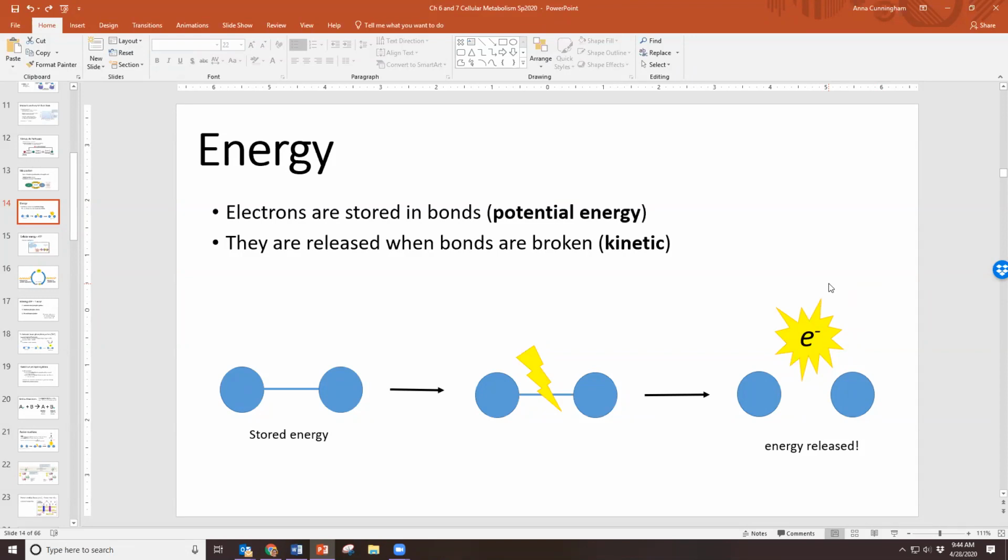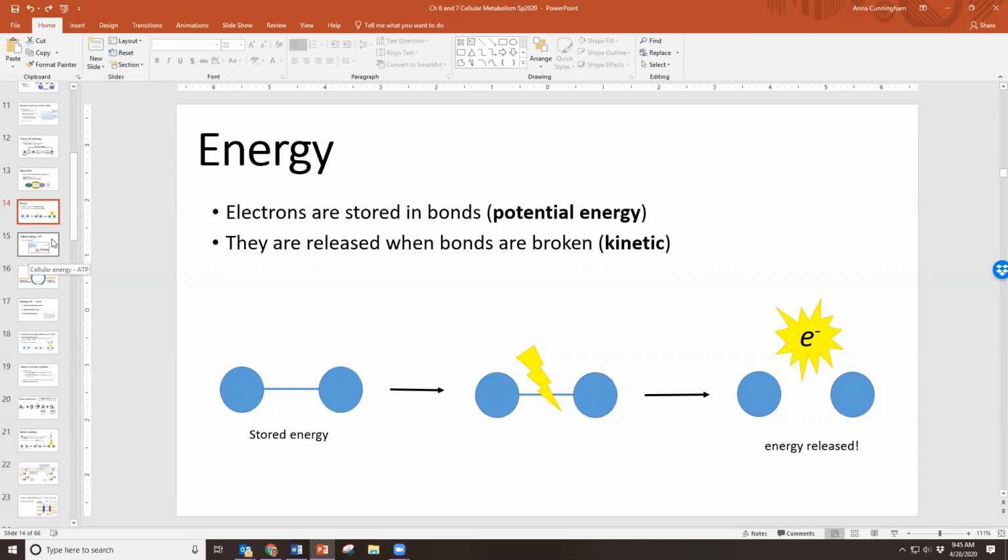So that's really a lot of times what we are discussing when we are discussing energy stored in chemical bonds or released from the chemical bonds. We're talking about electrons. Okay, so again, electrons are stored in chemical bonds. That's potential energy. When it's released, that's kinetic energy, and that's the release of electrons, which we're going to use in a different way. So we'll talk a lot about moving forward how we use those electrons. So that's one type of energy we're going to talk about, energy that is stored in bonds in the form of electrons.